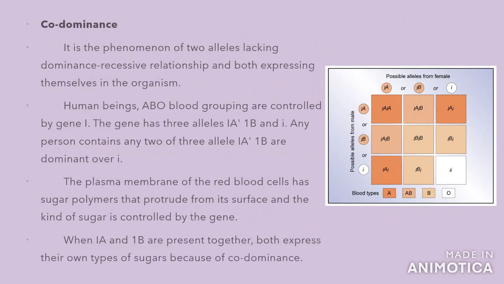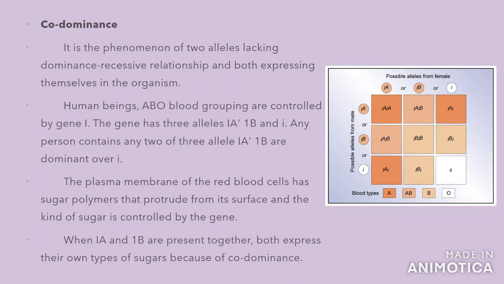Codominance. It is a phenomena of 2 alleles lacking dominant-recessive relationship and both expressing themselves in the organism. In human beings, ABO blood grouping is controlled by gene I. The gene has 3 alleles, IA, IB and i. Any person contains any 2 of 3 alleles. IA and IB are dominant over small i.